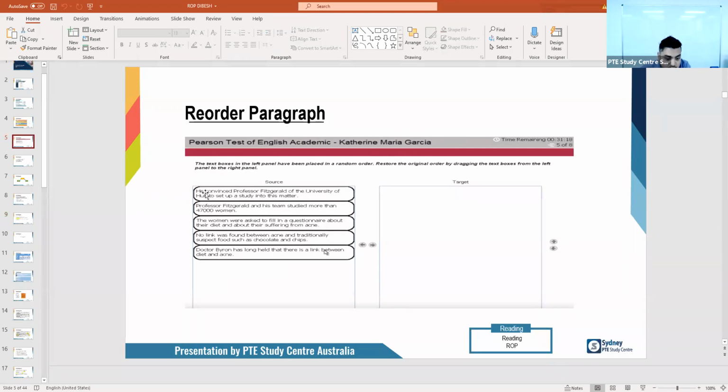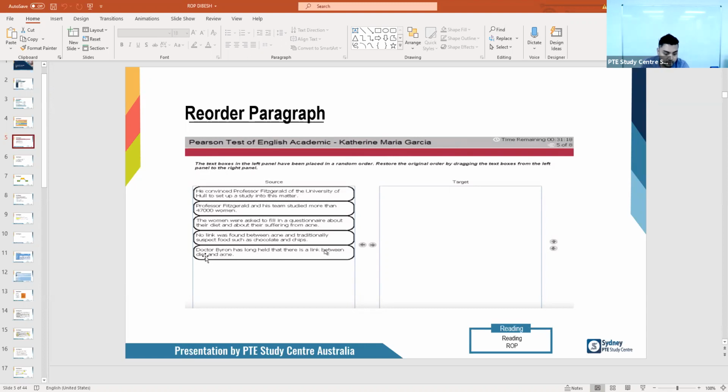And there is another sentence which says he convinced Professor Fitzgerald. So there is a word clue saying "he", which is talking about Dr. Byron. So that's why they are together, okay? And this is my second sentence now. I've disregarded these 3 sentences, and now I have got 1 pair. Dr. Byron has long held that there is a link between diet and acne. He convinced Professor Fitzgerald of the University of Hull to set up a study into this matter.